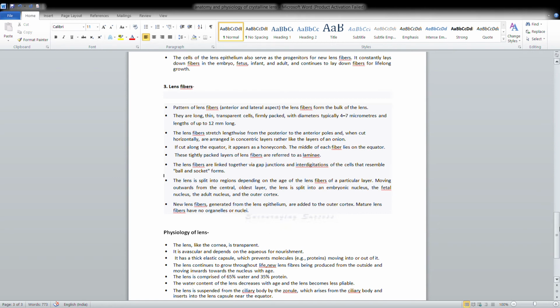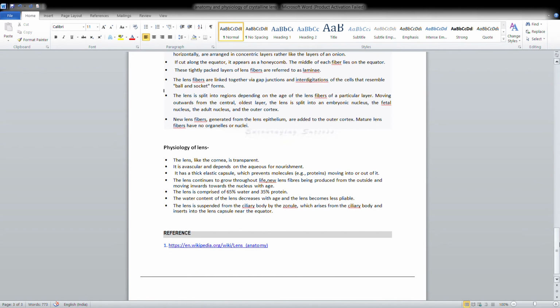Now the physiology of the lens. The lens, like the cornea, is transparent. It is avascular and depends on the aqueous humor for nourishment. It has a thick elastic capsule which prevents molecules from moving into or out of it. The lens continues to grow throughout life, with new lens fibers being produced from the outside and moving inward towards the nucleus with age.